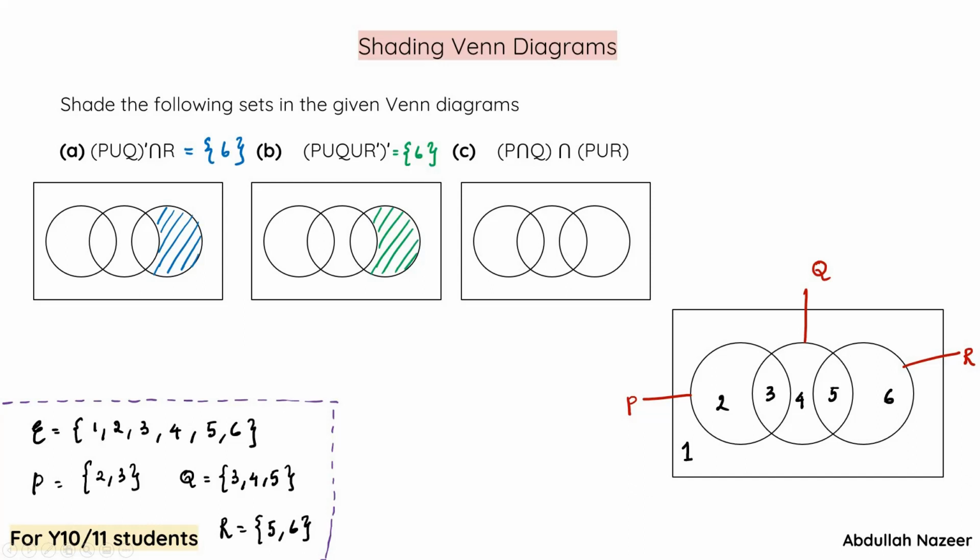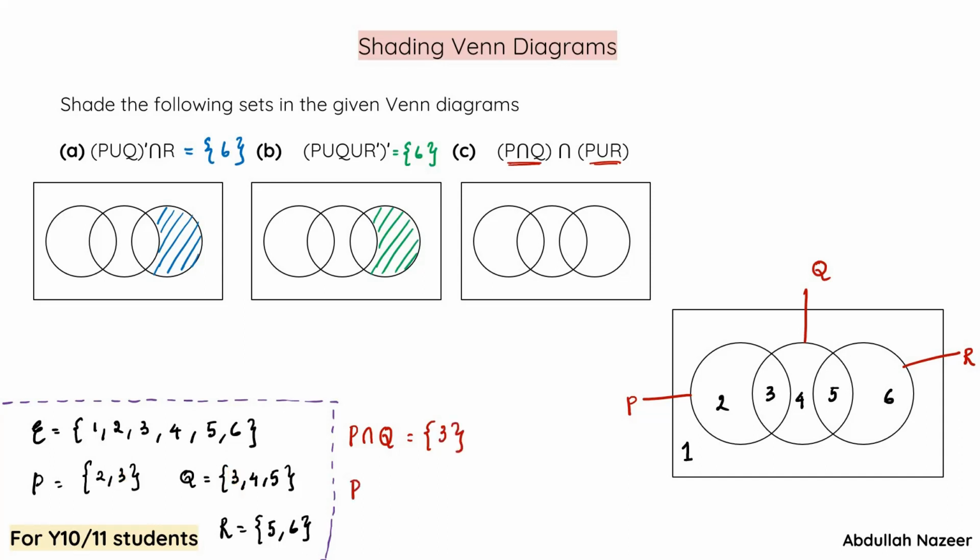So let's move on to the next question, question C. Let's start off by finding P intersection Q and P union R. So P intersection Q would be the number that is common for both the set P and Q. And the number 3 is the common number for both P and Q. So that set will consist only of 3.